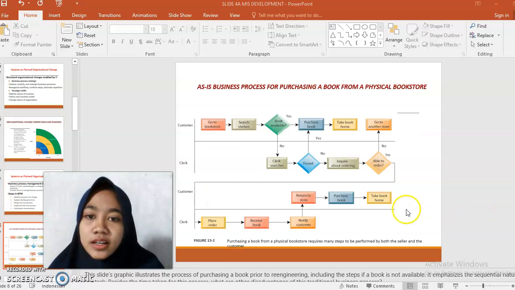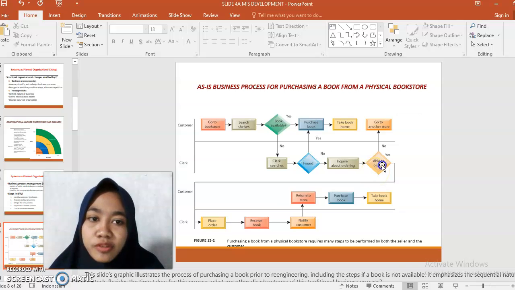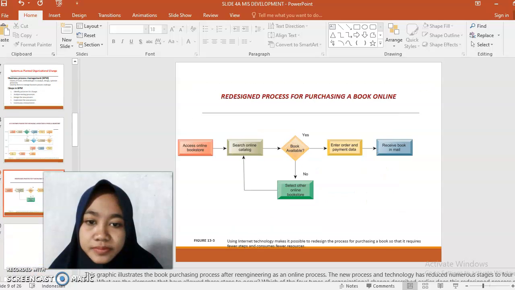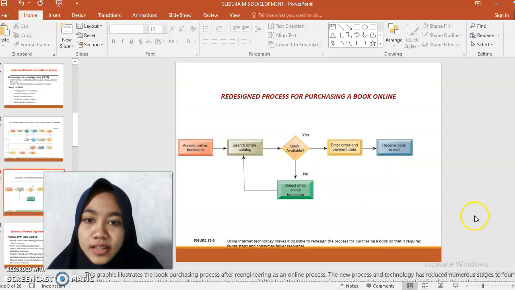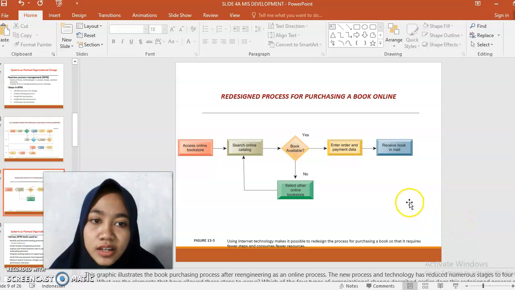This is a business process for purchasing a book from a physical bookstore. This is the redesigned process for purchasing a book online.